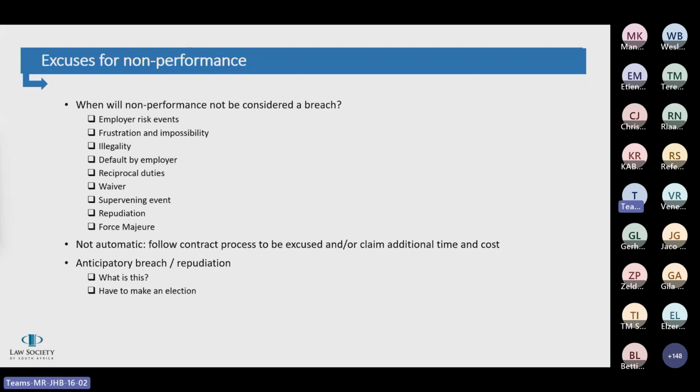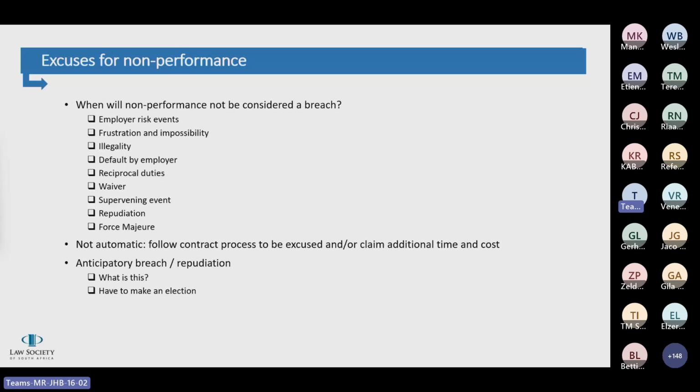The requirements to be able to rely on supervening impossibility are that the impossibility must occur after the conclusion of the contract. The event must be unavoidable and make proper performance of the contract impossible, and must not merely make performance more burdensome or economically onerous.